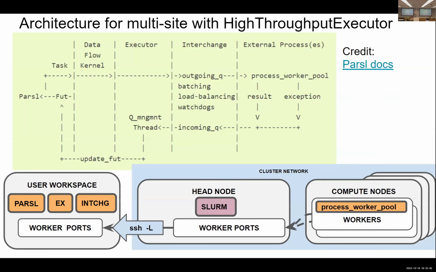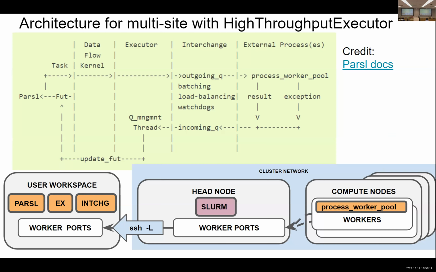So I grabbed the screenshot of the Parsl docs from the high throughput executor. I'm doing this because it was really helpful for me to understand the pieces of the high throughput executor and where each of the bits are and how they connect back to this user workspace, or what I call the workflow space. So remember, this is separate from the cluster. The cluster network is this box on the right-hand side.